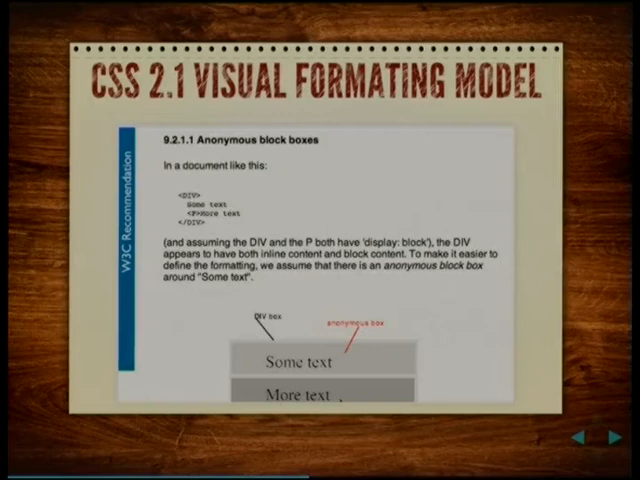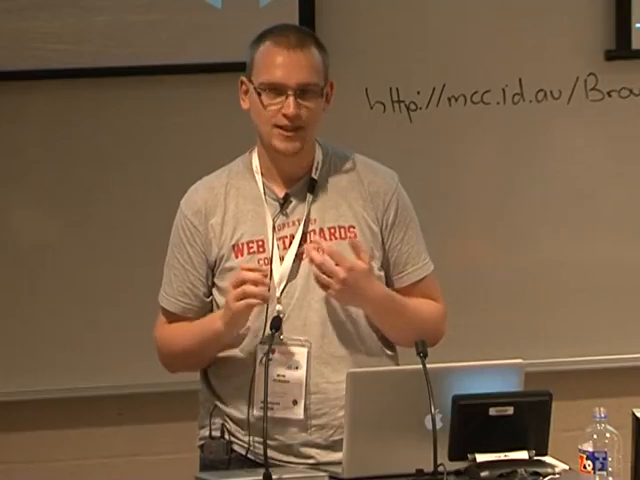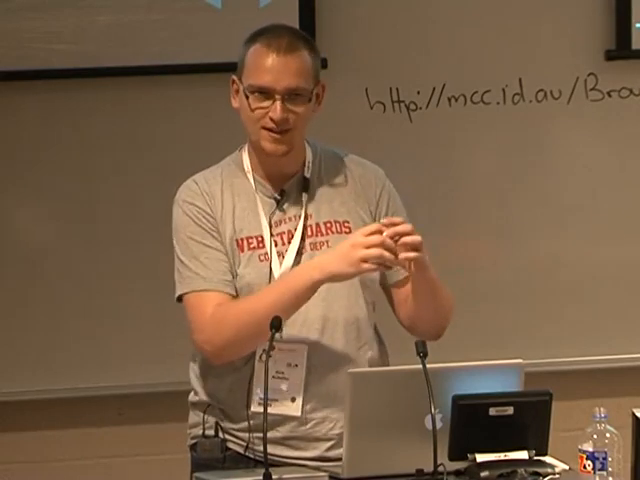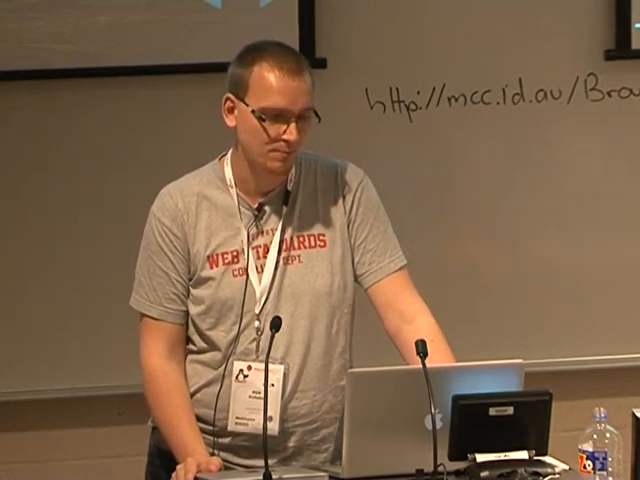CSS 2 actually requires that you cannot have inline children together with a block element. Therefore, you need to create some kind of block element for the inline child and put it in there. And this pseudo element is called an anonymous block box in this example. This is just one demonstration that we really just follow the specification. We really just implement what's specified.